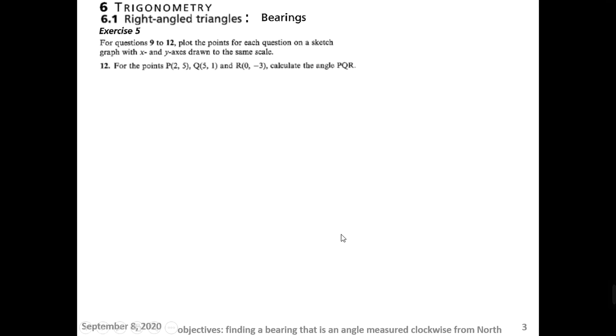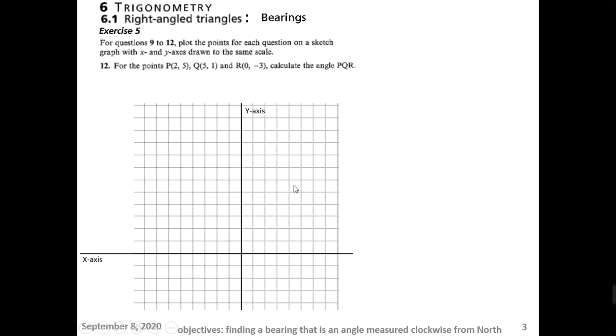Another question that I would like you to deal with before we get back to the question that I displayed at the very beginning of this video, and we're going to use the exact same skills for the points P, Q, R. The coordinates of each point are given to us, so we're going to start by drawing the coordinate plane.